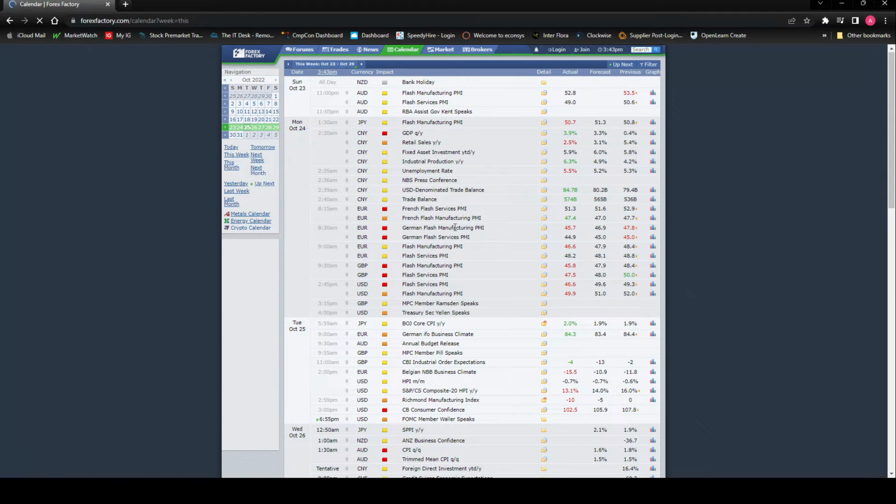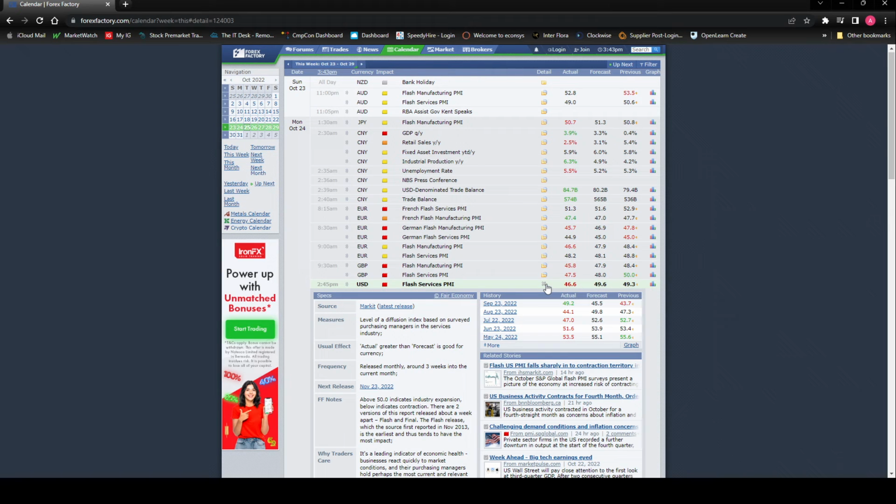Just as a quick information snapshot, in terms of how you validate different elements, let's say this is the flash PMI. If we select this little folder here, this is what we had last on the previous update. This is what we expected, but this is what we actually got. So we were lower than what we anticipated by about three data points, or 3%. Now, if you open this up, what this states is usual effect: if the actual is greater than the forecast, that's good for currency.